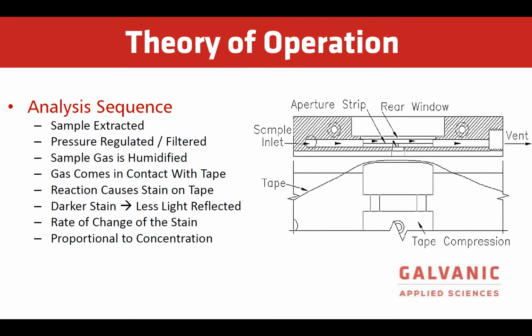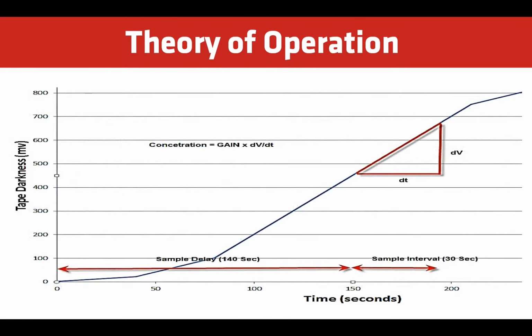The analysis sequence is based on the rate of change of the stain on the tape. When the impurity, such as arsine, comes in contact with the tape, a stain forms. The rate of change is proportional to the concentration. Tape analyzer uses a fixed time analysis to monitor the desired impurities.